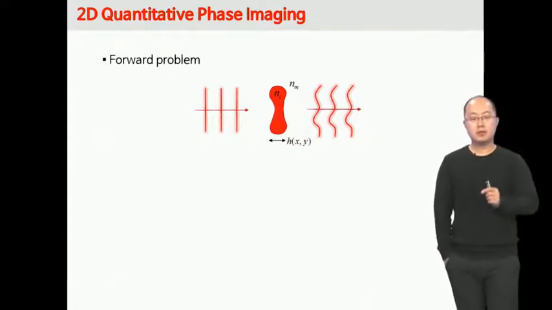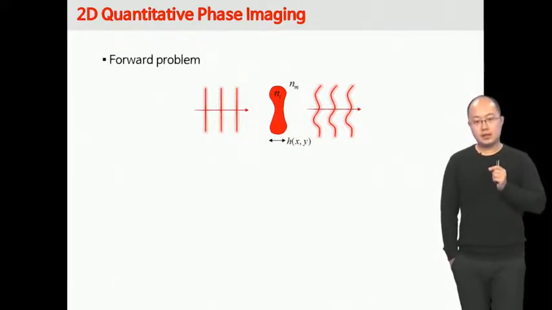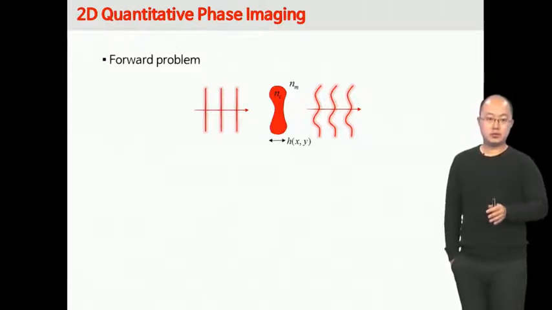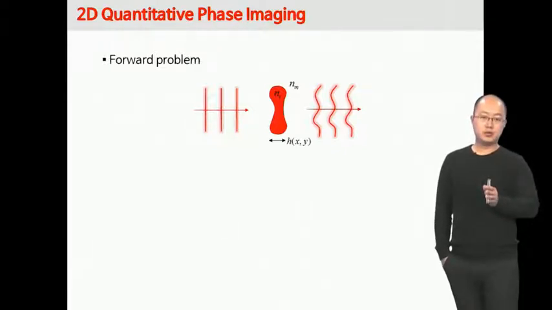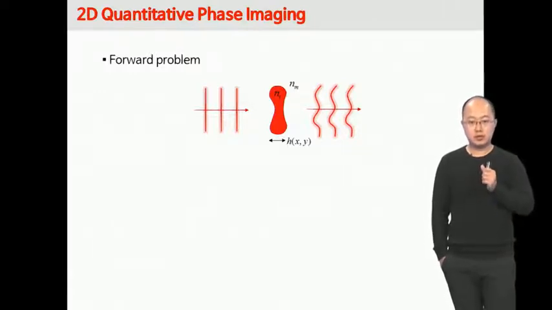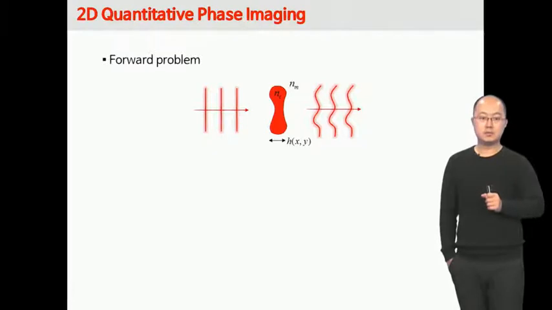And since the image sensor, such as a CCD or CMOS sensor, cannot detect the phase directly, what you measure using a conventional imaging technique is just the amplitude information. So you cannot retrieve this phase information.